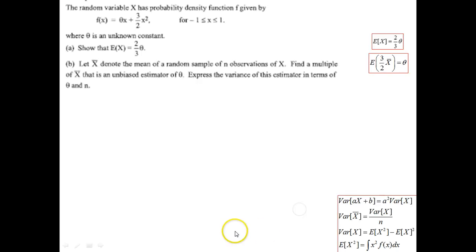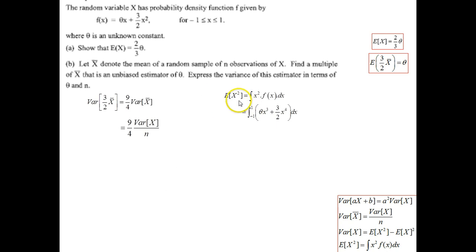Now the variance. We take the variance in and we square the coefficient, so we get 9 over 4 times the variance of x bar. And the variance of x bar is the variance of x over n. For the variance of x, we need to find E of x squared.